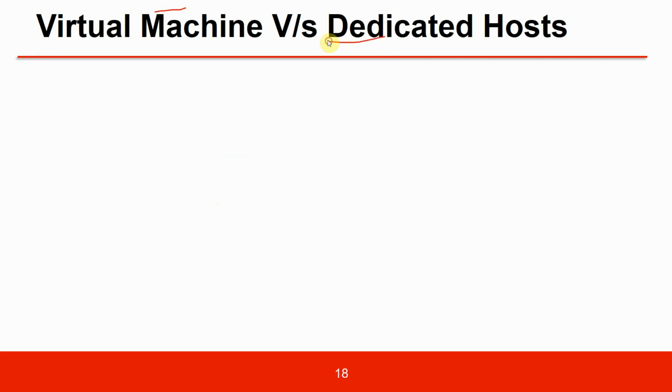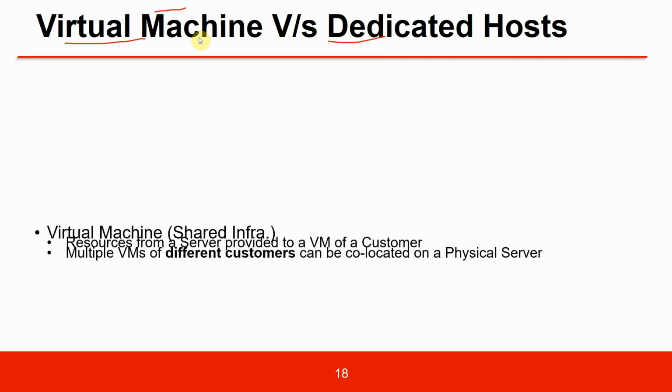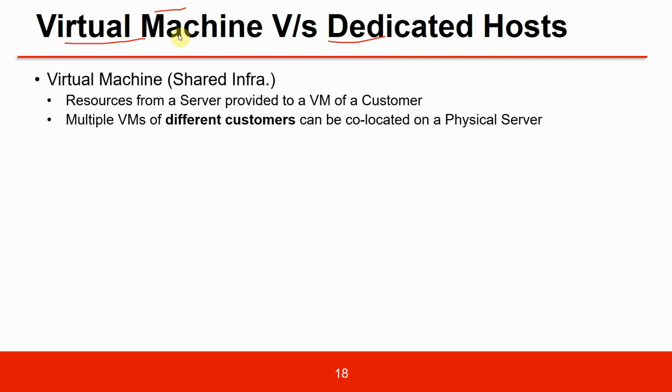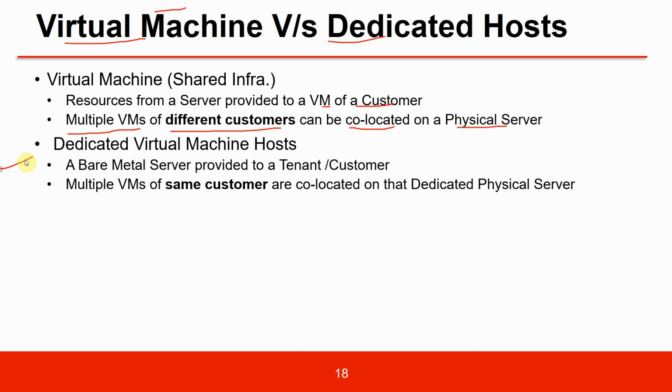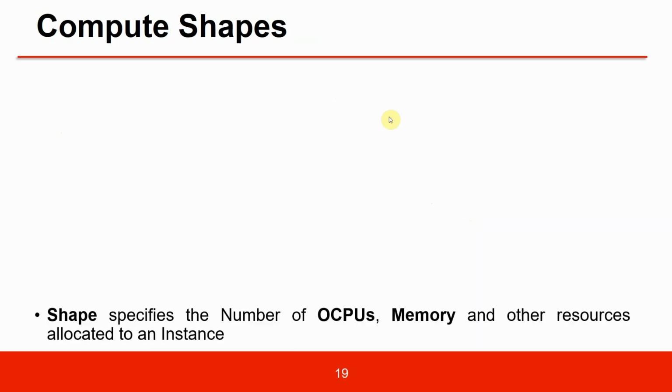Virtual machine versus dedicated host. Shared host versus dedicated host should be the title of the slide. When we say shared host or shared infrastructure, resources from servers are provided to a customer's VM. Multiple VMs of different customers can be co-located on the physical server. With a dedicated virtual machine host, a bare metal server is provided to a tenant or customer, where only your machines can be co-located on the dedicated physical host. It means a dedicated physical host is given to you to run virtual machines.